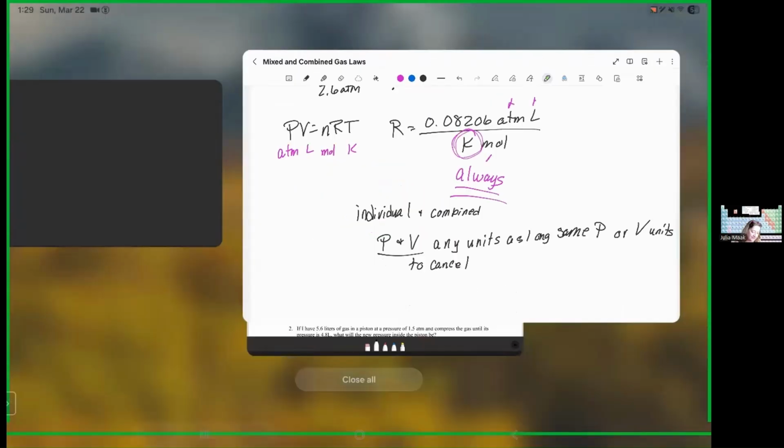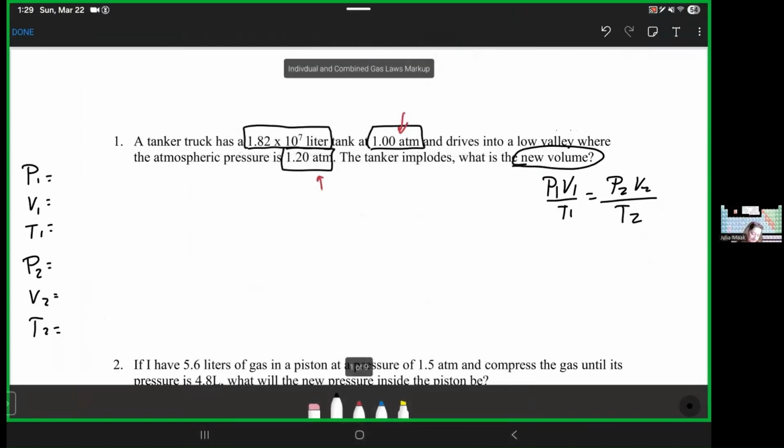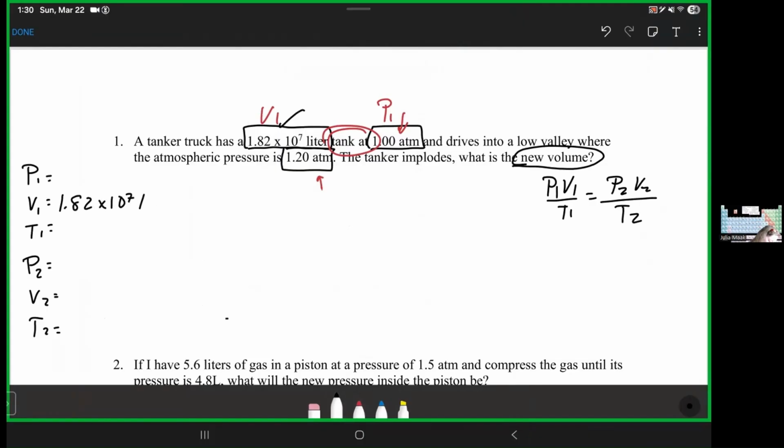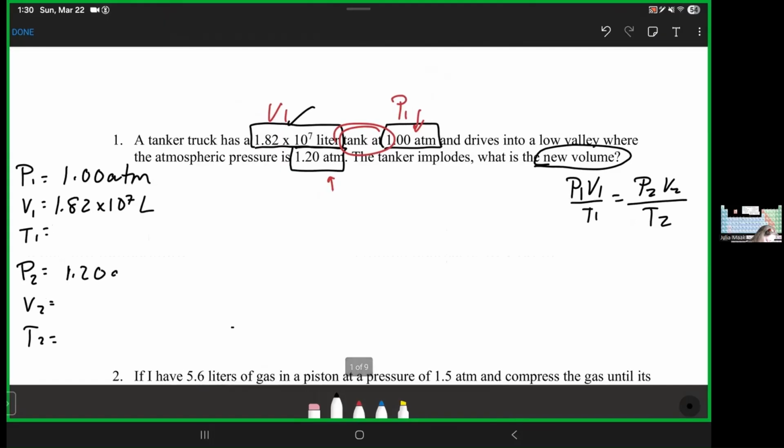Okay. So let me pop back over to this other screen. Given my information here, I have my first volume, my V1 and my P1, because the two that go together are in the same sentence together. That's what is important, that you have your ones together and your twos together. So I have 1.82 times 10 to the 7 liters, and the pressure that goes with that is 1 atm. My second pressure is 1.20 atm.